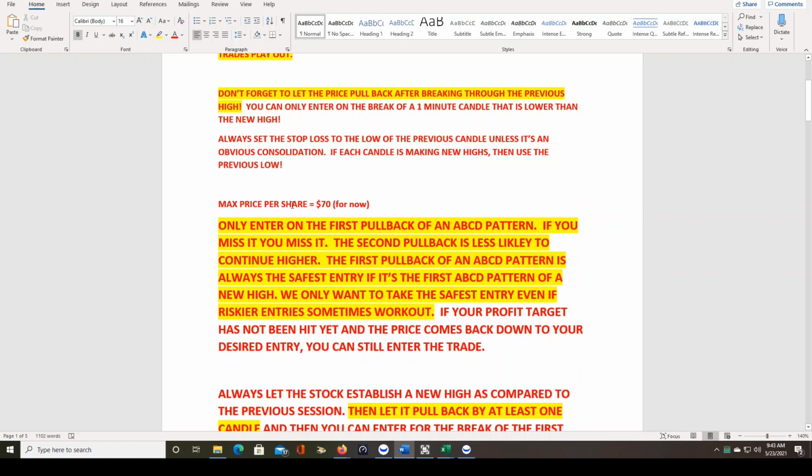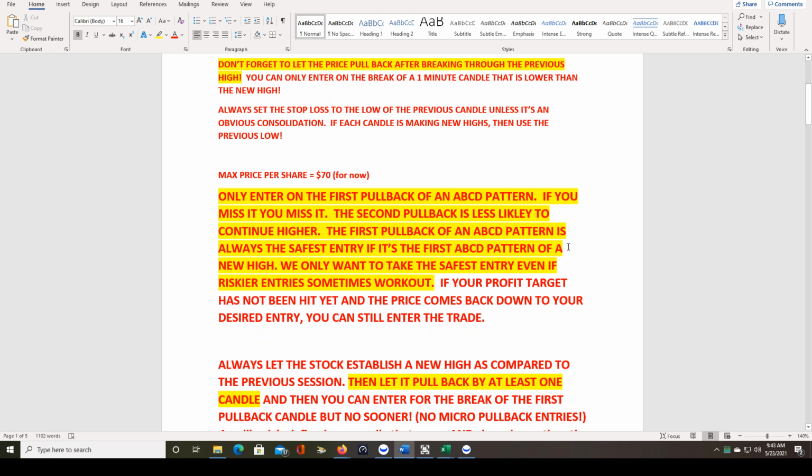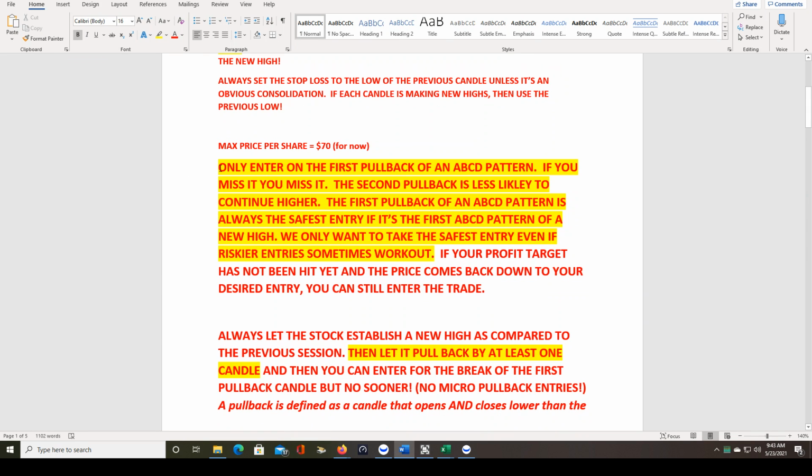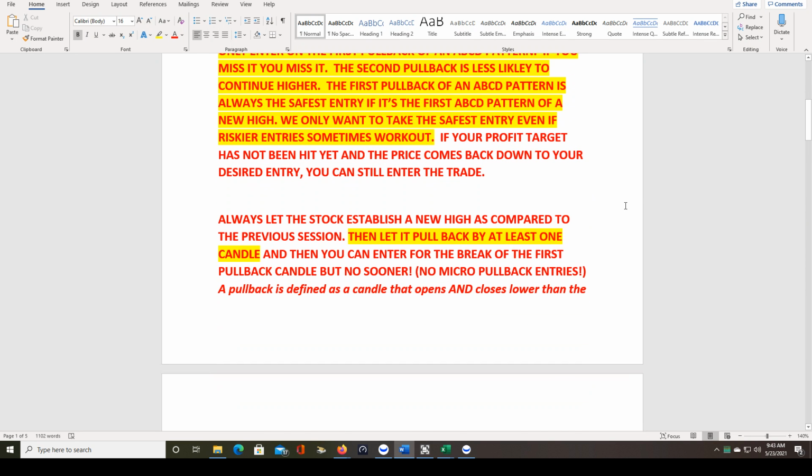All right, so max price per share, that's just based on like 10% of my day trading account. I have my account split up right now into day trading and swing trading, so that's approximately 10% of my day trading account. Only enter on the first pullback of an ABCD pattern. Again, watch the video about the ABCD pattern and you'll get to learn everything about that.